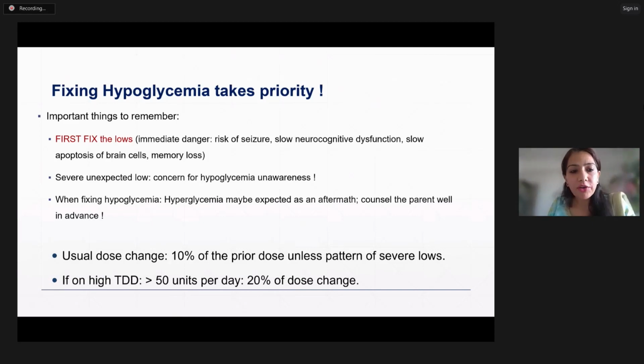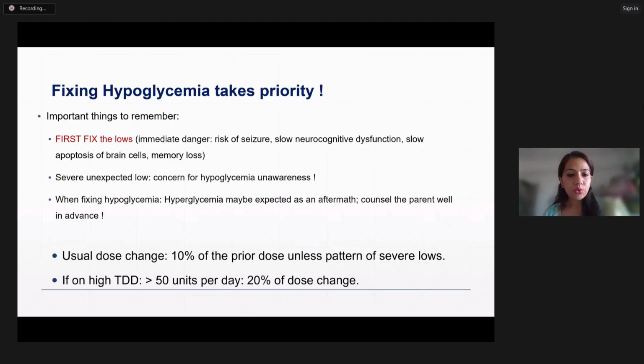There may be memory loss. Or if there's a severe unexpected low, then you may have to consider there may be hypoglycemia unawareness that is there, and that's why the child did not have any symptoms. So we do need to take that into consideration and fix the hypoglycemia first. When we're fixing the hypoglycemia, it's very important that we counsel the parent well in advance that there is going to be high blood glucose while we are fixing the hypoglycemia. So they need to be very patient and not keep adjusting the insulin themselves.